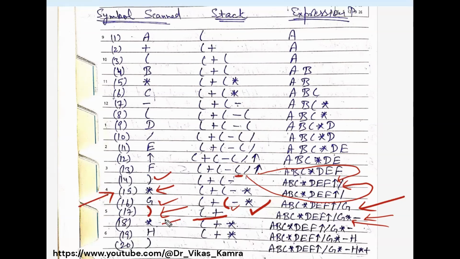Now once again operator came, but on the top of stack plus is there, multiply has high priority. So it is directly pushed into the stack. No pop operation is done. So now this is the postfix expression made till now. Again another operand is coming. This operand is again entered here at the end of the postfix expression.